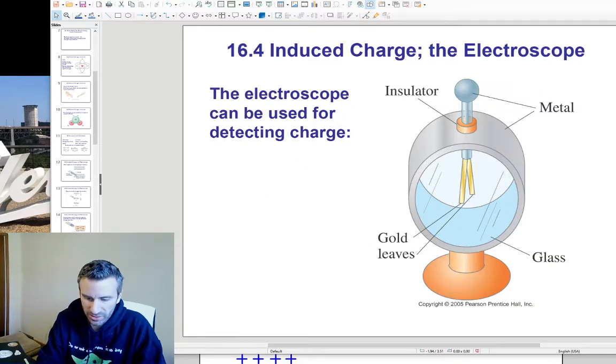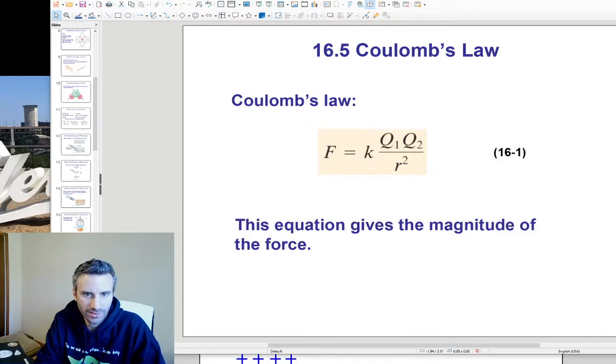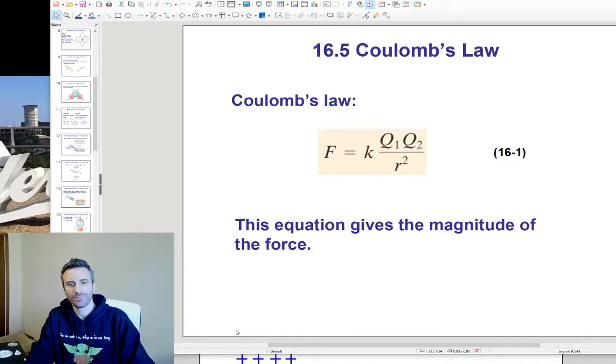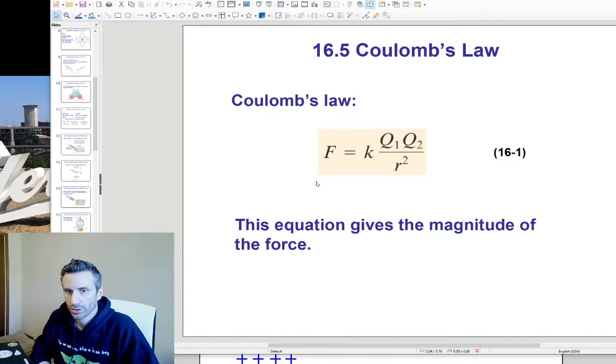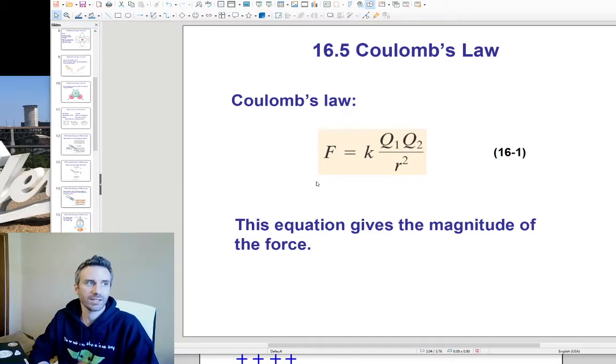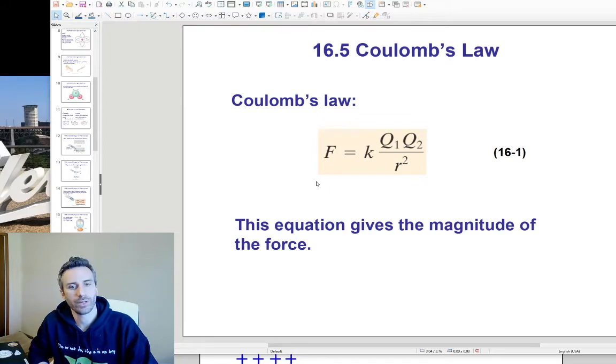I talked about all this stuff, so I get to skip through all that because this is where I want to get to. This is Coulomb's law. F equals K times Q1 Q2 over R squared. This equation should look really familiar to you. The letters are different, but the form is the same. Please notice that. Does the form look familiar?